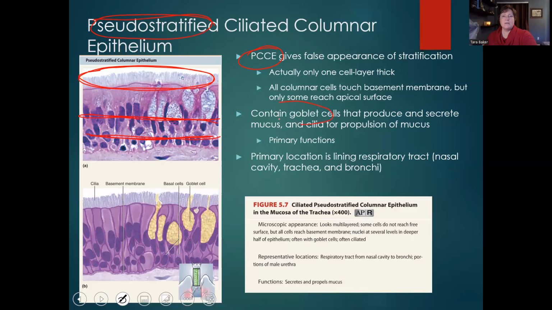They will contain goblet cells. Remember, those goblet cells are the ones that make mucus. We can see that here. And their job is to get that mucus moved around. So we're going to see these lining the respiratory tract through the nasal cavity, trachea, and bronchi. The bronchi are the biggest tubes in your lungs.